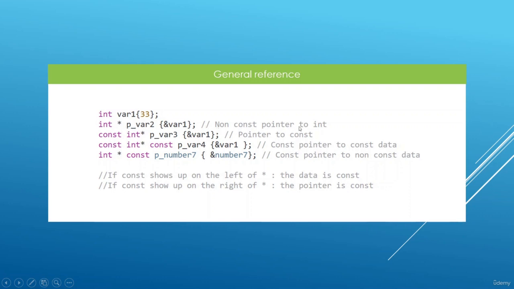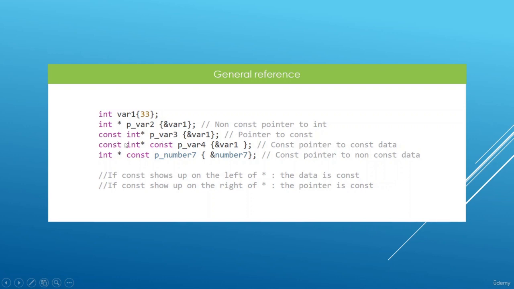This is a non-const pointer to int, and the syntax is int star. This is really simple. We can also have a pointer to const, and the syntax is const int star. You see that const appears on the left of the star. This is saying that this is a pointer to const, and we can't go through it to modify the value that we are pointing to, but we can make it point somewhere else because it is not a const pointer.